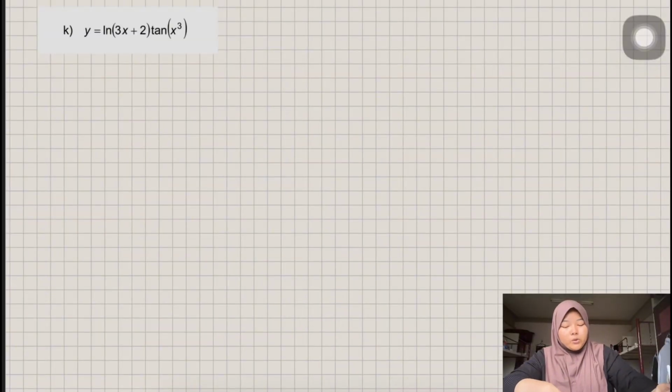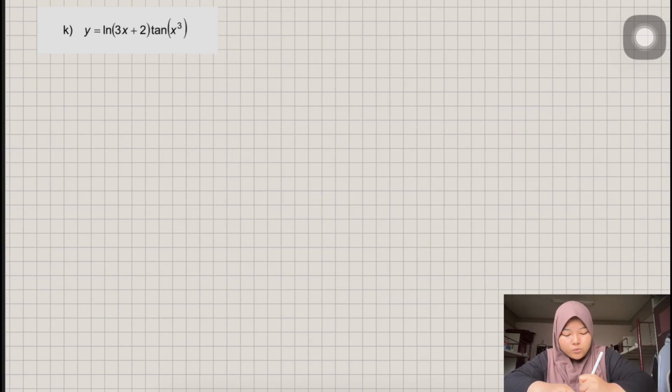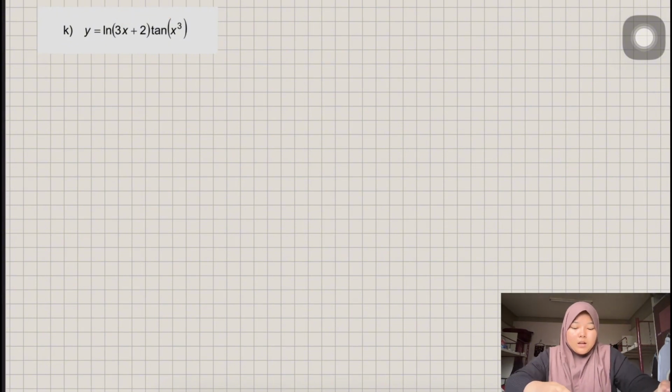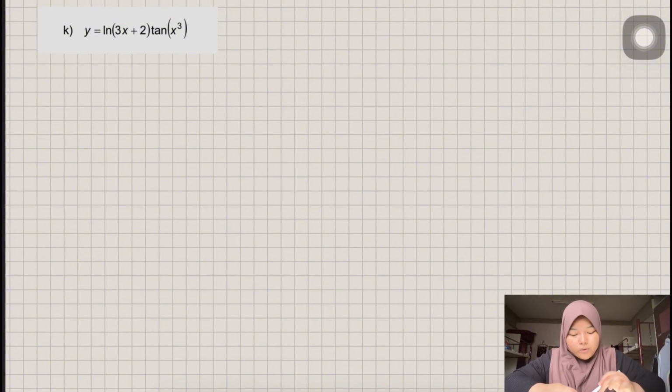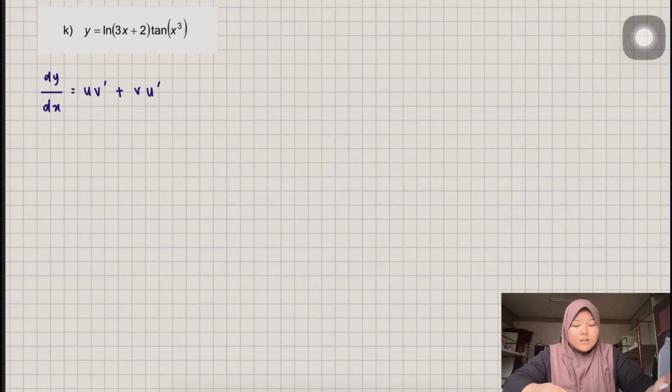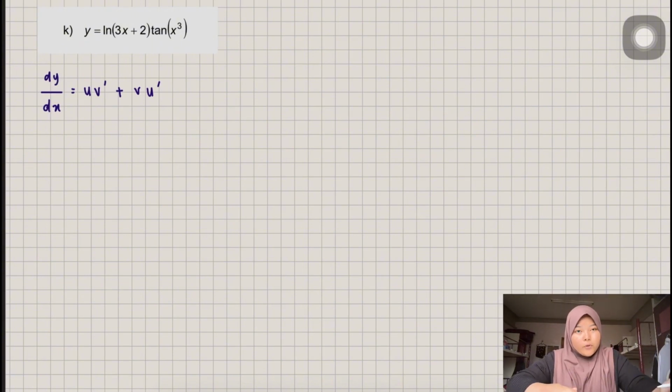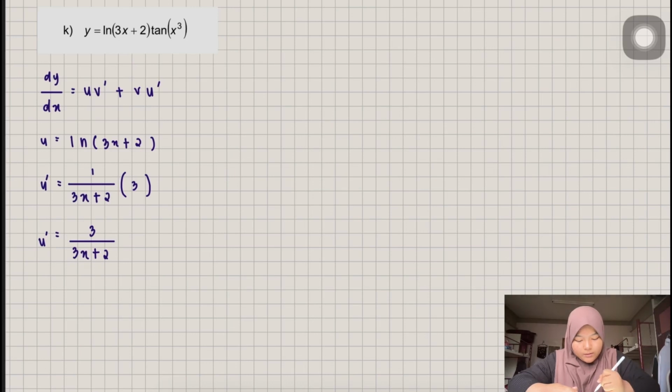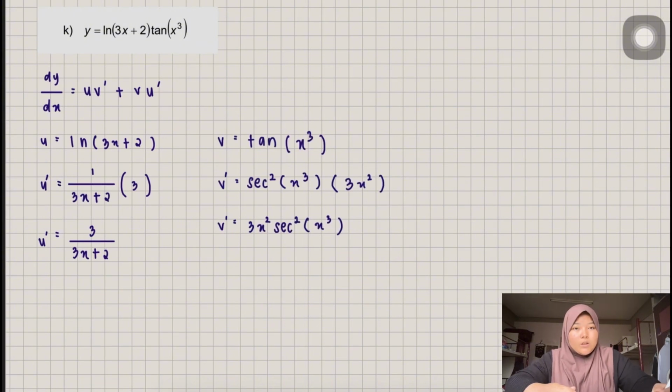Okay, next question 2k. Given y equals ln(3x plus 2) times x cubed. First things first, we have to label it as u and v. Second, we have to use the product rule, which is dy/dx equals uv prime plus vu prime. Now we just label it u and v, right? So we have to find u prime and v prime. The answer for u prime is 3 over 3x plus 2, and the answer for v prime is 3x squared sec squared x cubed.